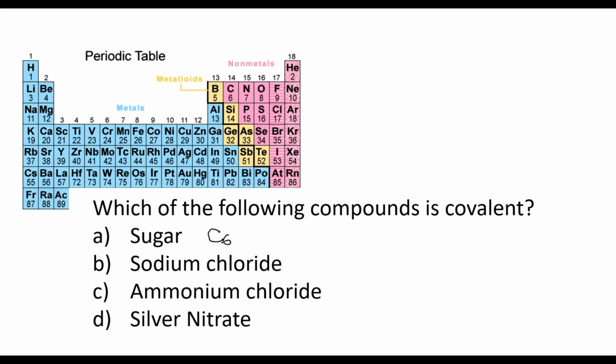C6H12O6. Sodium chloride is NaCl. Ammonium chloride is like this. And silver nitrate is like this. Now let's analyze them.